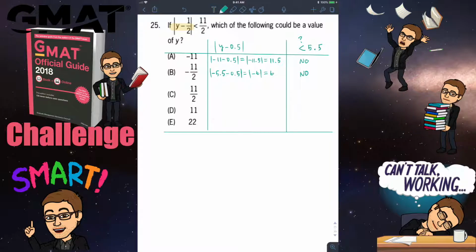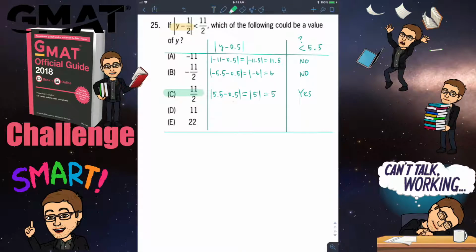Answer choice C, 11 over 2. That's simply 5.5. So we plug in 5.5 minus 0.5 absolute value equals absolute value of 5, which is 5. And compare it to 5.5. Yes, it is less than 5.5. So this is the correct answer. So we find our correct answer, which is C.